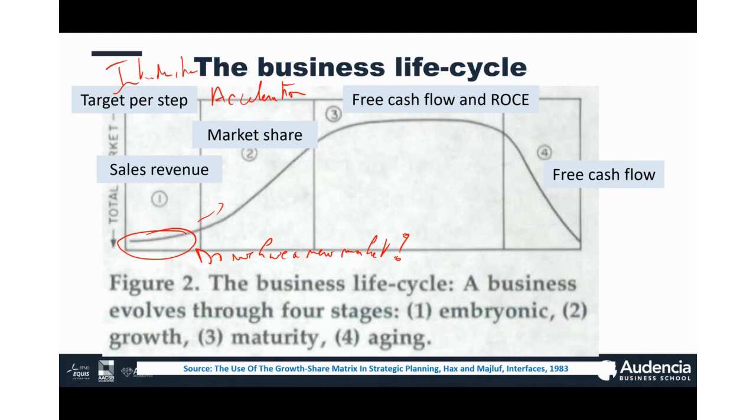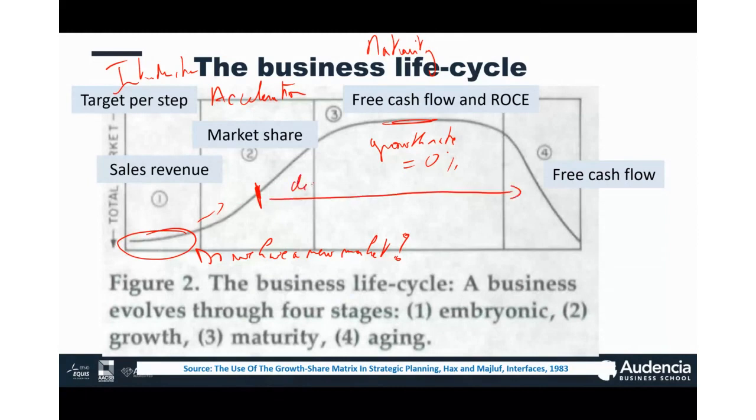And the question is, can you continue your activity at the maturity stage? At the maturity stage, we don't have growth. So the growth rate now is 0 here, 0%. Here we have a change. We decrease after this one. We have a decrease in growth rate. And before this point, we have an increase in growth rate.